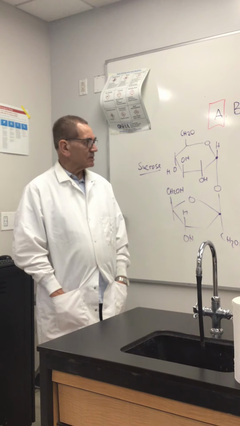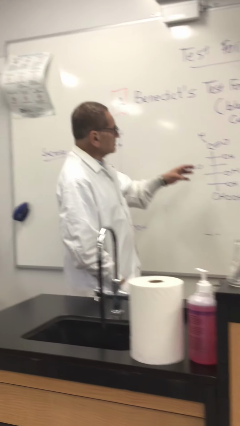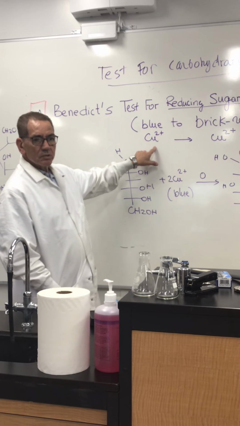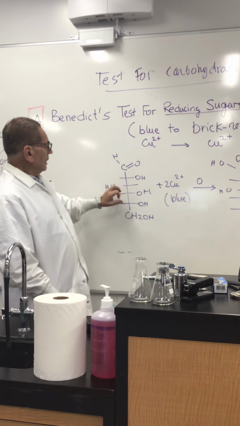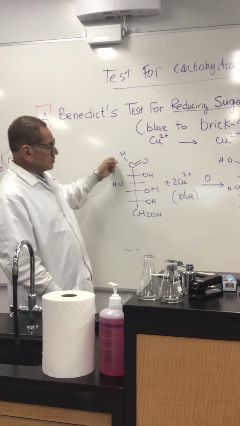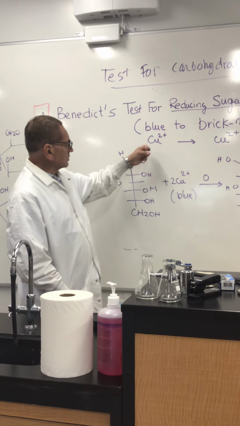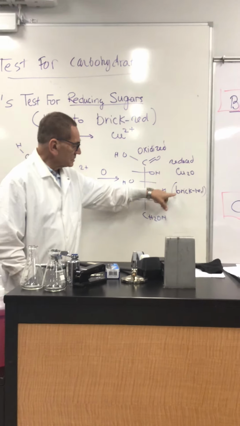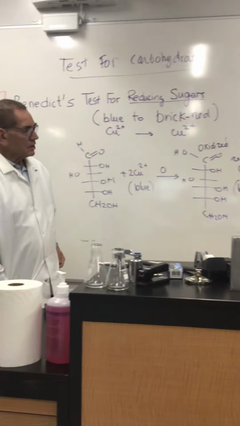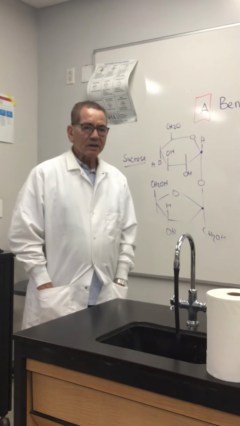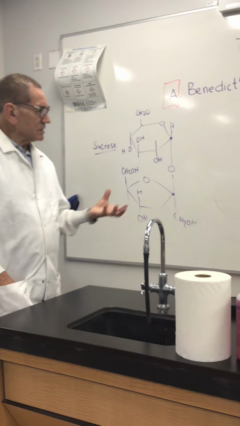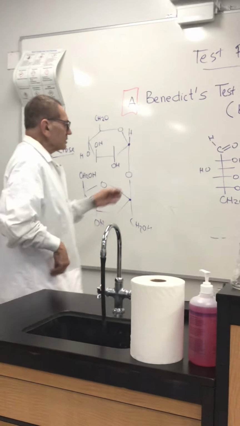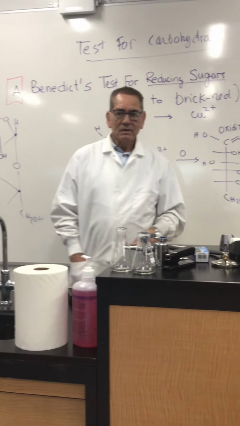So what is the positive test? The positive test uses the Benedict reagent, which has copper 2 plus. It's a blue solution. If the sugar is a reducing sugar, it will reduce the copper 2 plus to copper 1 plus, and copper 1 plus has a color of brick red. So if you do the test and you get brick red, the sugar is called a reducing sugar.